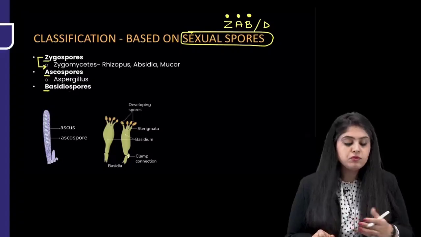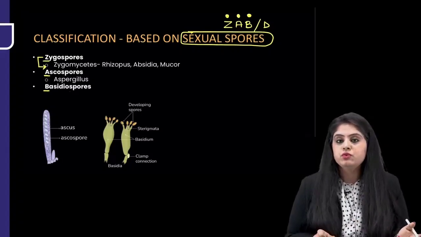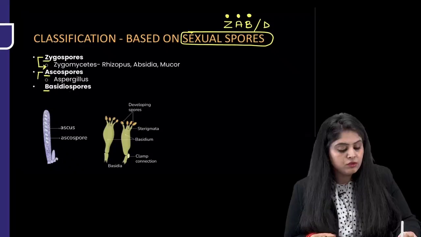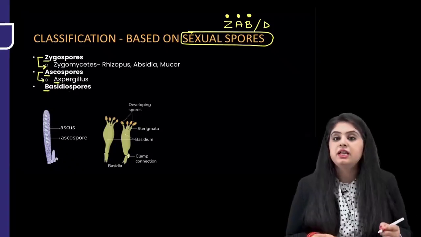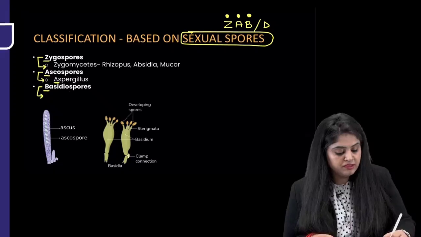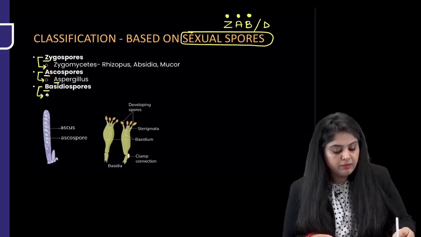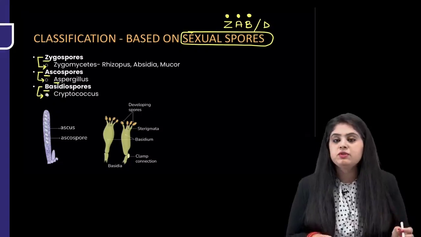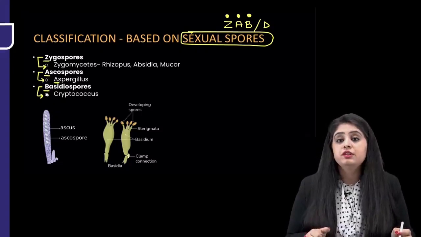Yes, and don't worry if you don't know the members of it, we will get to know eventually. So zygospores are present in the zygomycetes family. Ascospores are going to be present, A for A, in the Aspergillus, and basidiospores are going to be seen in the presence of Cryptococcus. B and C coming together. So basidiospores are seen in Cryptococcus.